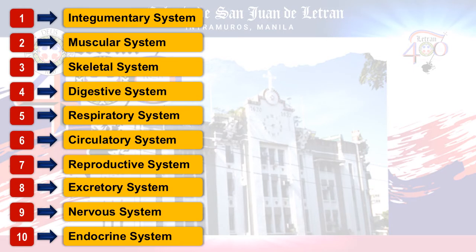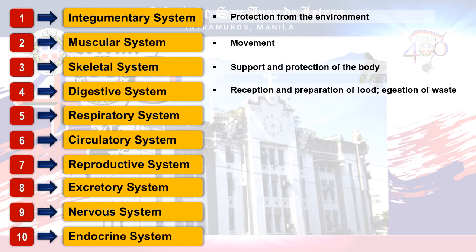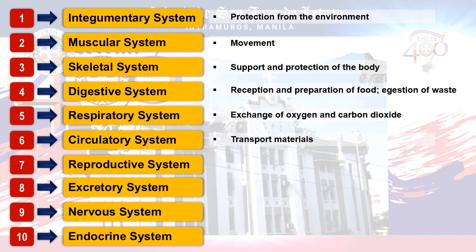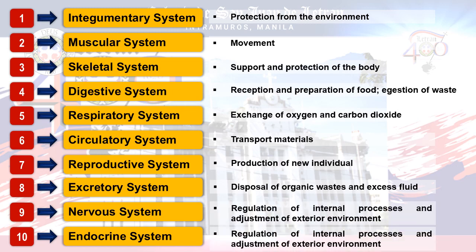To summarize the organ systems: integumentary system for protection from the environment, muscular system for movement, skeletal system for support and protection of the body, digestive system for reception and preparation of food, also digestion of waste, respiratory system for exchange of oxygen and carbon dioxide, circulatory system to transport materials, reproductive system for production of new individuals, excretory system for disposal of organic wastes and excess fluid, nervous system for both regulation of internal processes and adjustment to the exterior environment.